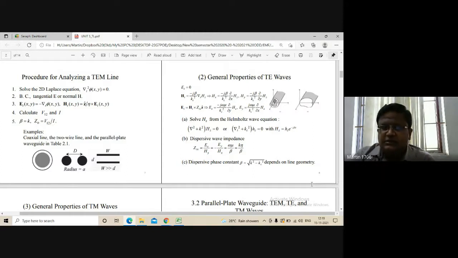In a transmission line, how they get the solution is mentioned: solving the 2D Laplace equation. The equation has been given. The Laplace equation and all we have studied in the first unit. Then they have drawn the tangential to the electric field and normal to the magnetic field, and found the intrinsic impedance using this formula. Then they find the voltage and the current, and at last the propagation constant and the characteristic impedance are calculated. This is one procedure for analyzing the TEM wave.